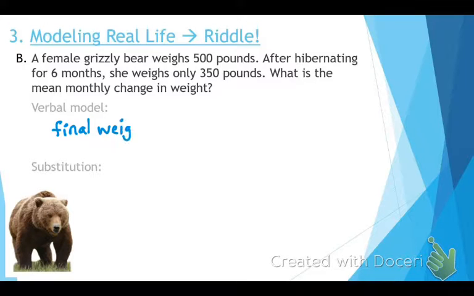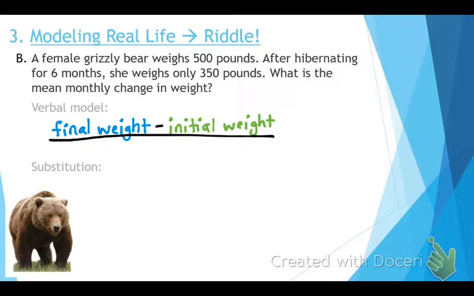Chandler, what sign do you think I'm going to put next according to what we did in problem A? I'm going to subtract something. Addie, what do you think I'm going to subtract? Look back at problem A. Very good job. We are going to subtract the initial weight or the beginning weight. Jackson, what do you think I should do next? Look back at problem A to help you. Very good job. That fraction bar means to divide by the time elapsed or the time that it took.